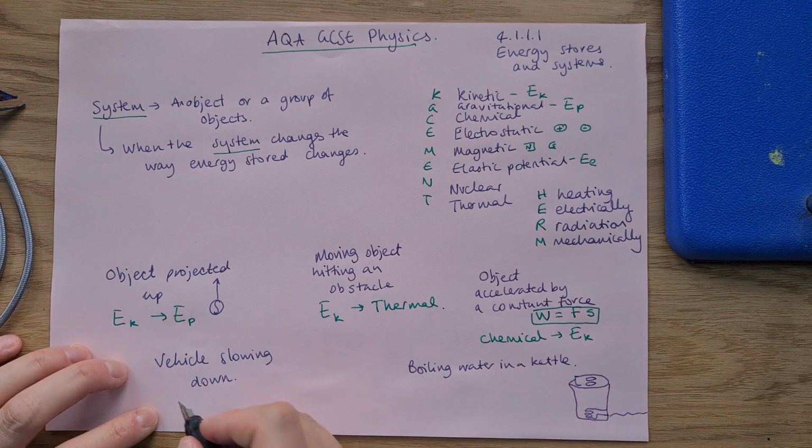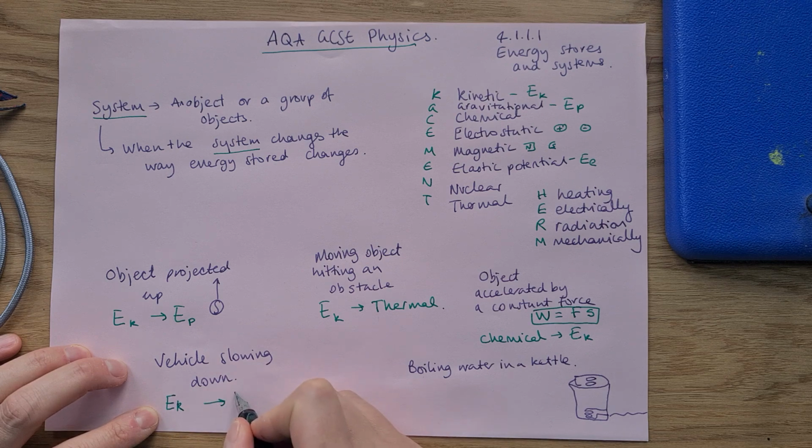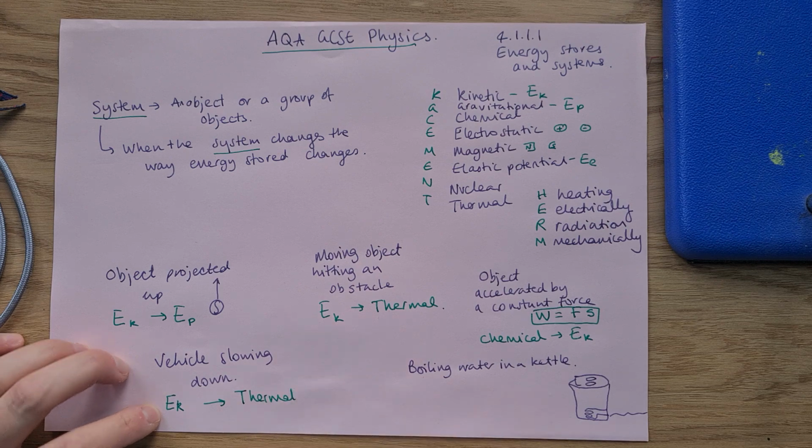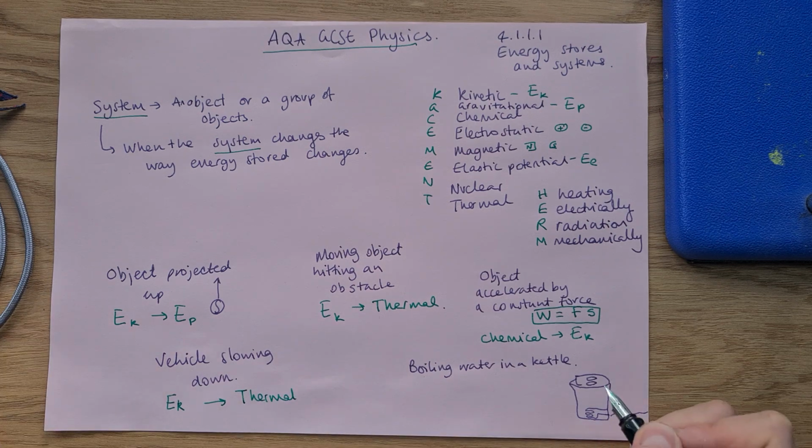A vehicle slowing down, well, this is how brakes work. The car has a lot of kinetic energy, and then as the vehicle stops, that kinetic energy store decreases, and the brake's thermal energy increases. So as the car slows down, it loses its kinetic energy, the store decreases, and the thermal energy store of the brakes increases, and brakes get really, really hot.